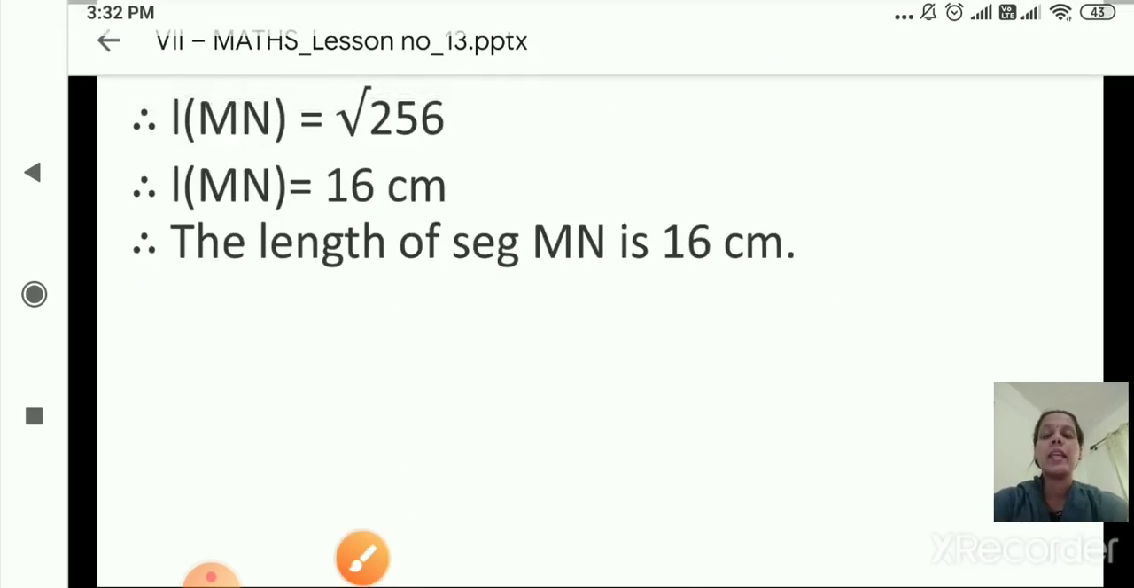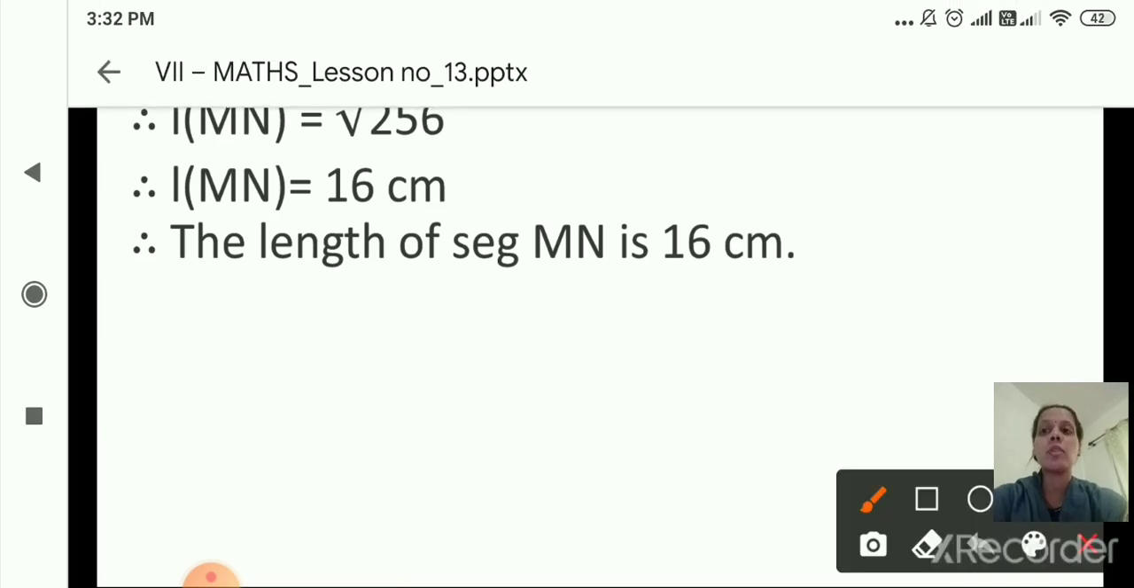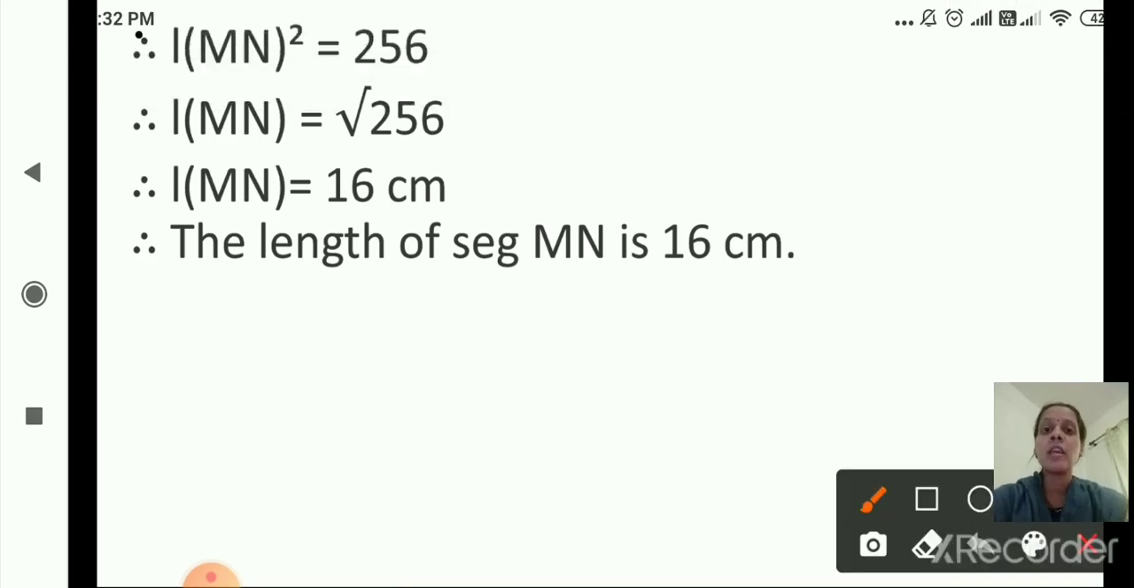So in the next step, length of MN square is equal to 256. Therefore, length of MN is equal to square root of 256. Here this is square, so we'll find out the square root of 256. So the square root of 256 is, yes, correct, 16.